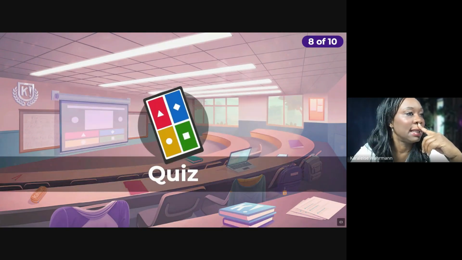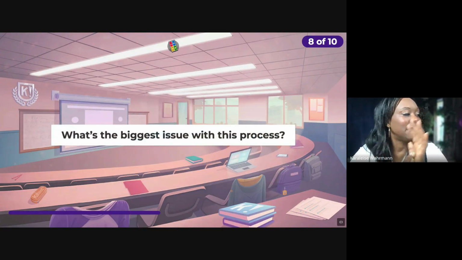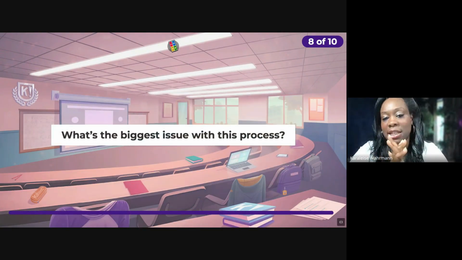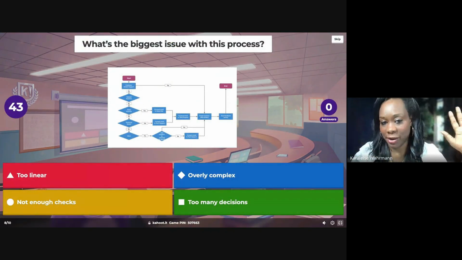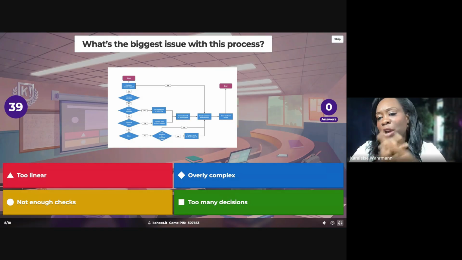All right. Question 8, we got 2 more. What's the biggest issue with this process? It doesn't matter what the process says. Just look at the diagram and make your best guess. Don't try to read the text. It's irrelevant. Just look at the diagram itself.